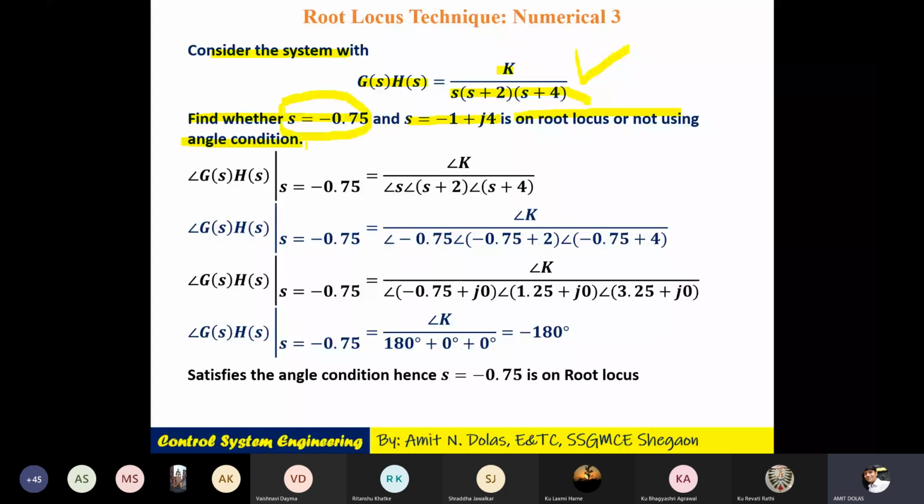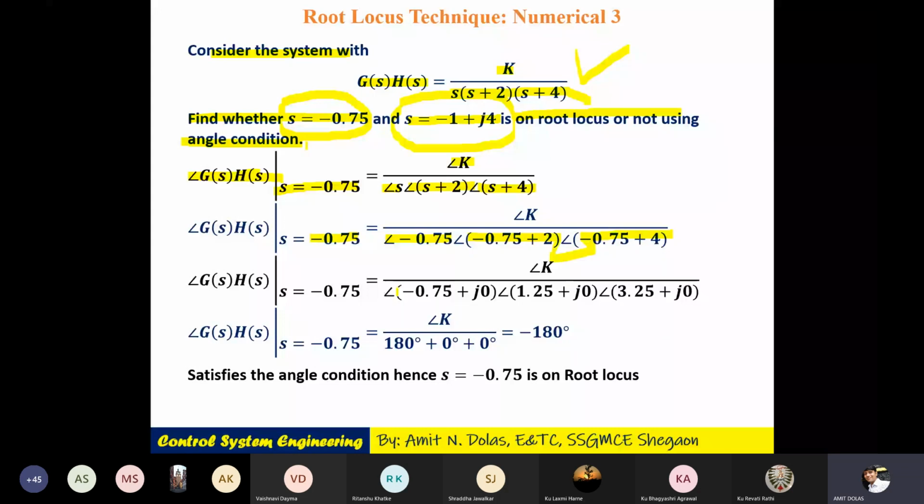Root means what? Whether it lies on the root locus that we get from the condition or not. So the angle condition; right now we are not going to learn any theory, I'm directly using the formula. Angle of G of S H of S when S is equal to minus 0.75. So angle of K divided by angle of S plus 2, angle of S plus 4. Putting the value of S, that is minus 0.75. So angle of minus 0.75, angle of minus 0.75 plus 2, angle of minus 0.75 plus 4.